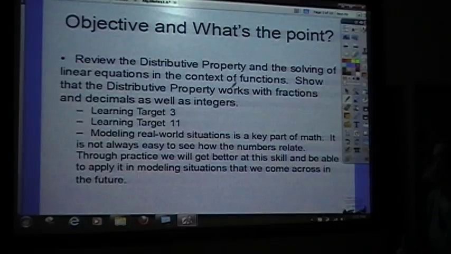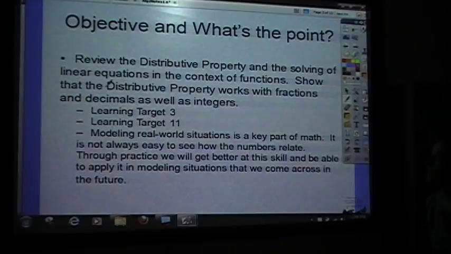Okay, the objective and what's the point? We are going to review the distributive property today and the solving of linear equations in the context of functions. So we're going to use functions to solve equations. Show that the distributive property works with fractions and decimals as well as integers. You may have only used integers in the past when you used the distributive property, maybe not, but we're going to use fractions as well as decimals today.